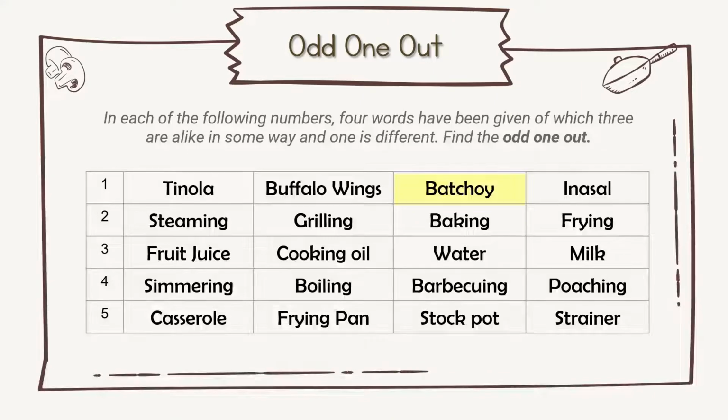For number 1, we have bachoy. Bachoy is a pork dish while the others are chicken dishes. For number 2, steaming. Steaming uses water to cook food while the 3 are not. For number 3, cooking oil makes the food brown and crispy while the rest are not. Number 4, barbecuing is a direct heat cooking while the 3 use liquids in cooking. And number 5, strainer is a non-top of the stove cooking tool while the others are.